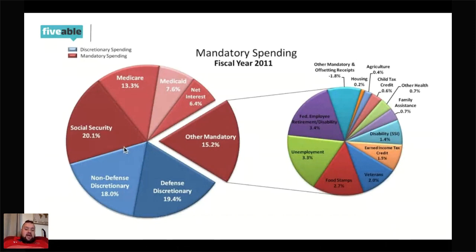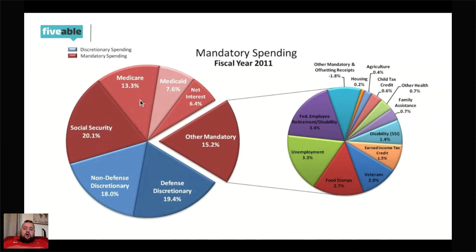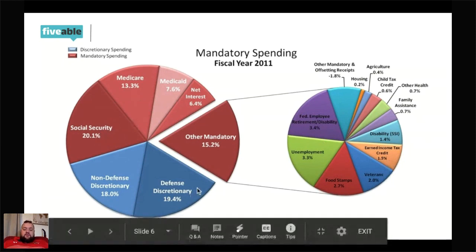And if we look at that, the biggest chunk of that pie is Social Security. Because the Social Security Act guarantees people over the age of 65 can get a Social Security check if they've paid into the system, the government has to pay that every year. The government has to pay Medicare and Medicaid every year. And then there are all these other little mandatory things that they also have to pay. But healthcare and Social Security are the big ones. The government has to pay out every year.